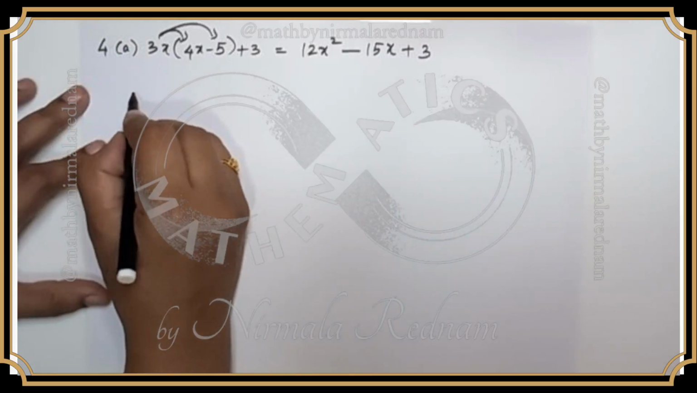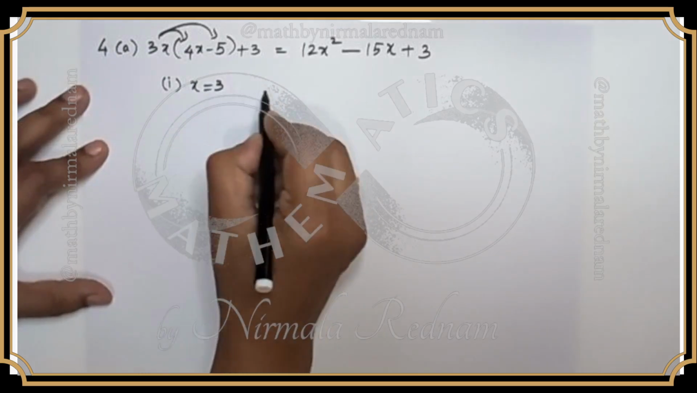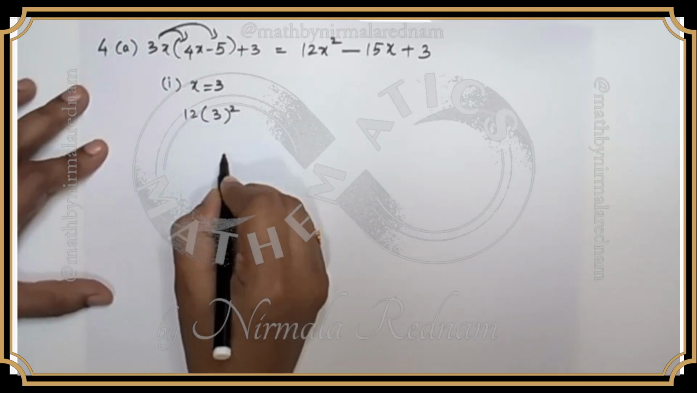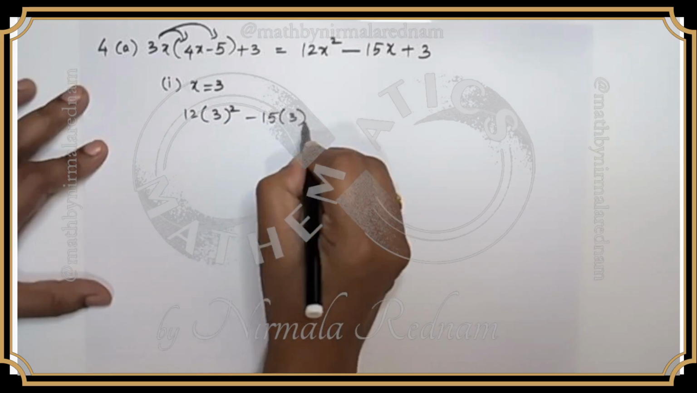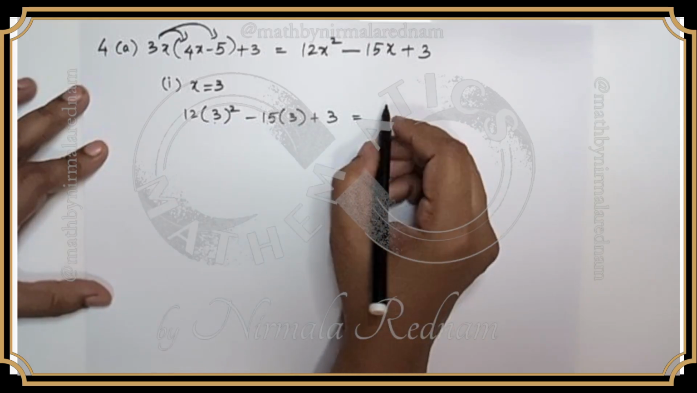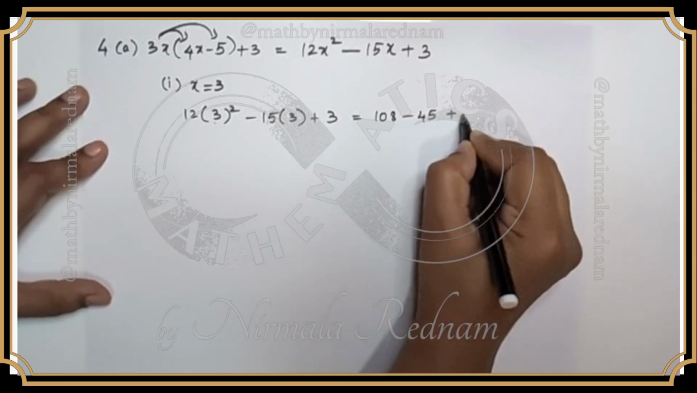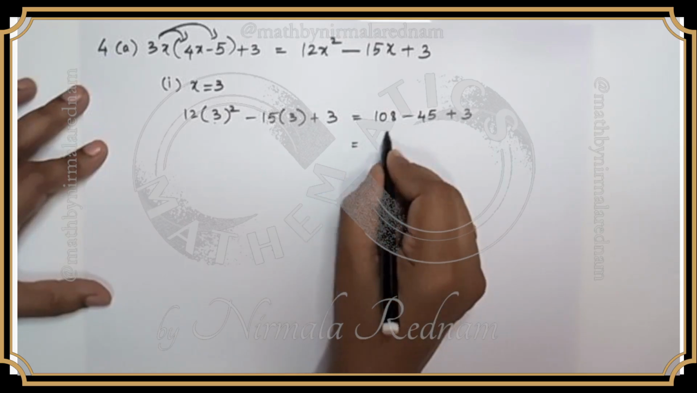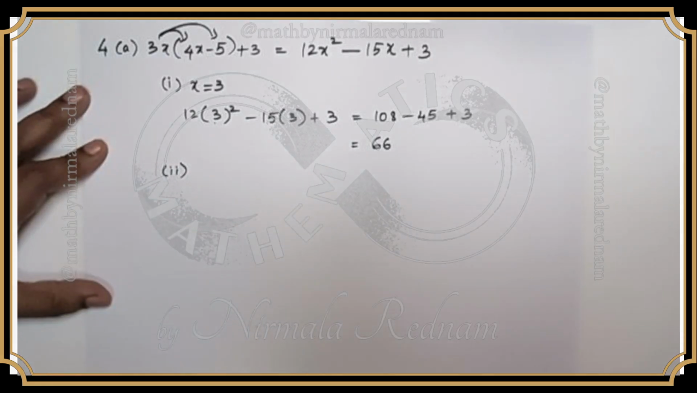Now, what is the value when x equal to 3? That means I am going to put 12 into 3 square. Wherever I have x, I have to put its value as 3, right? 12 nines, okay, 108 minus 45 plus 3. So this is minus 42, which will give me 66. So that is the value when I put x equal to 3.